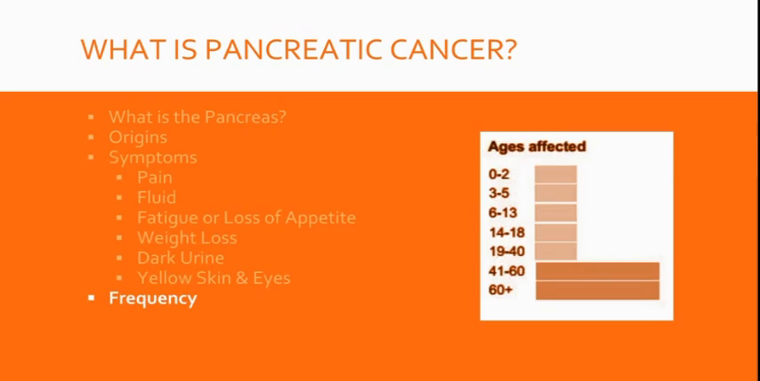As for the frequency of pancreatic cancer, it's quite rare. There are fewer than 200,000 U.S. cases per year, and as you can see in that little chart, the age group that's most affected is around 41 to 60 years and 60 years and up.